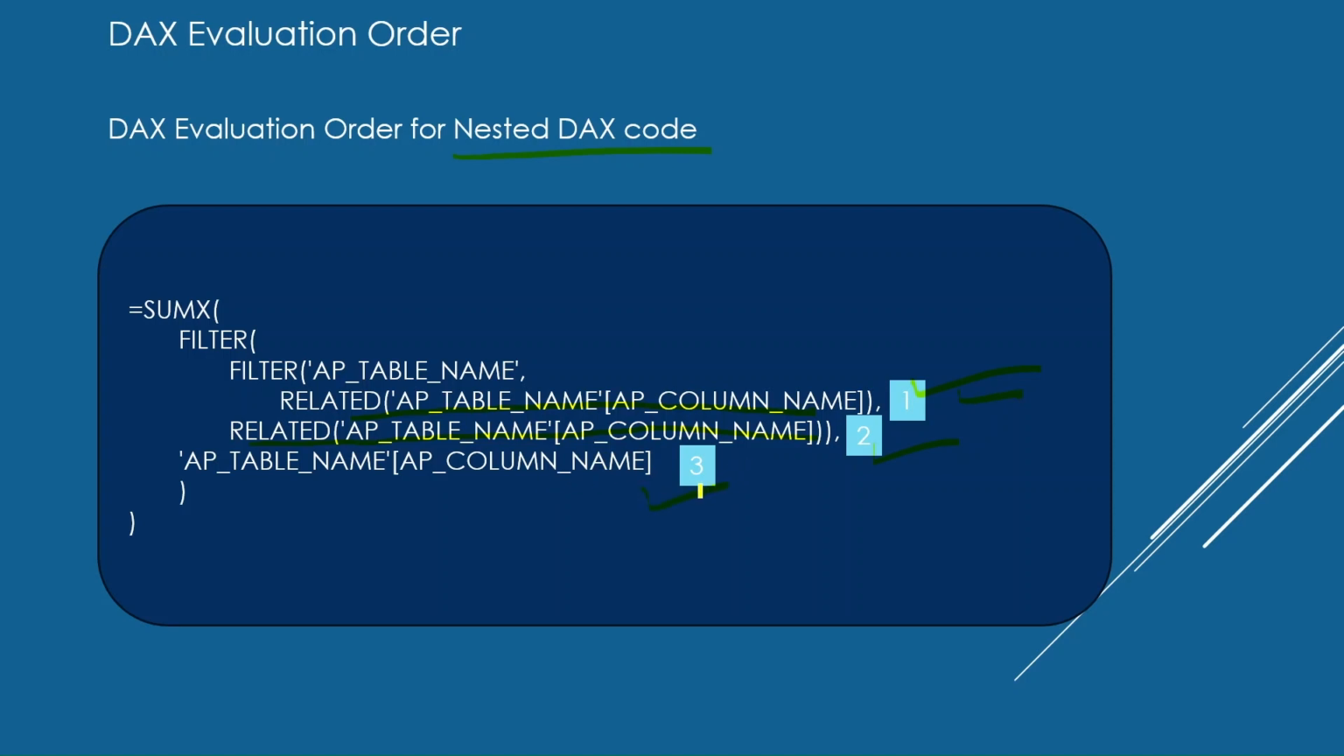So we can say this is level 1, this is level 2, this is level 3. Level 1 executes first, level 2 executes after that, and level 3 executes last. Level 1 is the innermost, level 2 is in the middle, and level 3 is the outermost. So first the innermost and lastly the outermost. This is the evaluation order whenever the DAX is of a nested type.